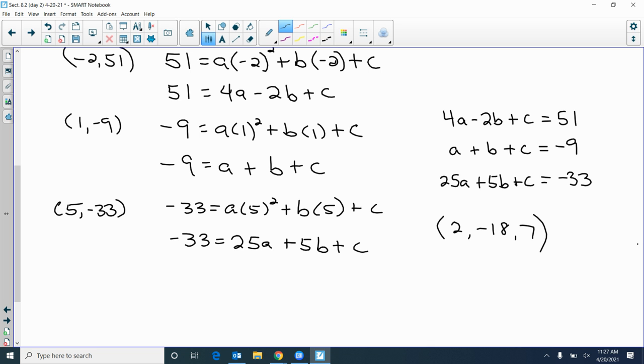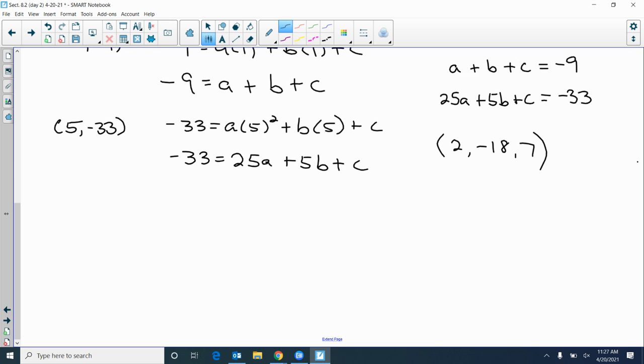And then solve for c. All right, now most of you have kind of gotten to this point, 2, negative 18, 7. If you didn't get there, go back and see if you can find your mistake. But it says write the quadratic equation. So make sure you write this as y equals 2x squared minus 18x plus 7.